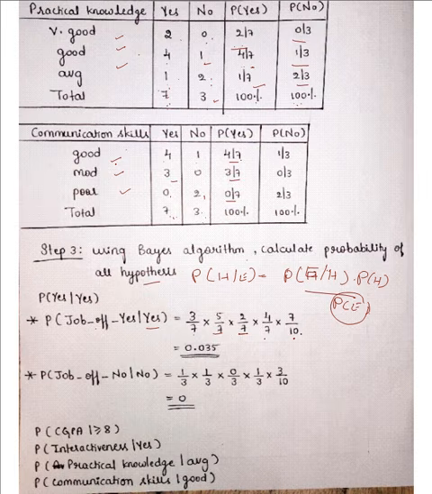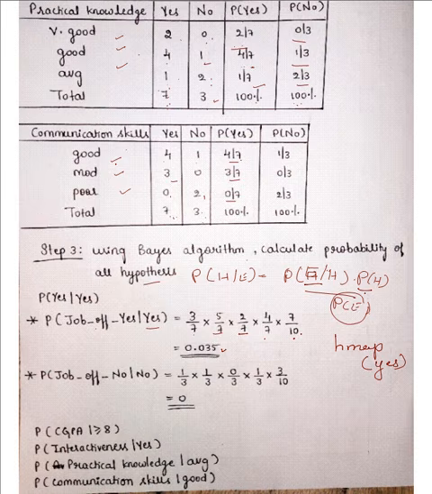So we consider the max of P of E given H into P of H. This is called the maximum posterior hypothesis. So we are now computing H MAP, the maximum posterior hypothesis, taking all the yes attributes into consideration, considering the first category for all the attributes we have seen here. So for job offer yes, we got 0.035.